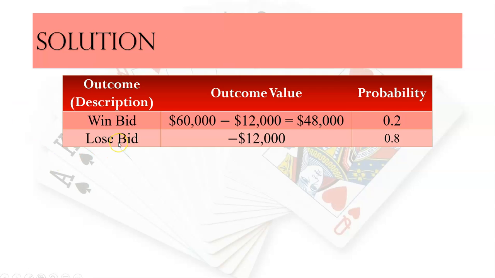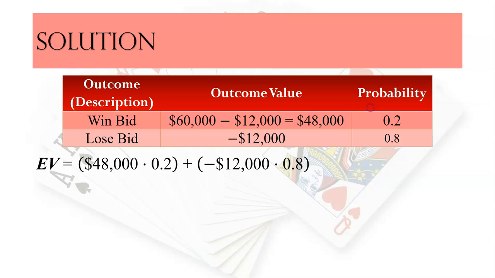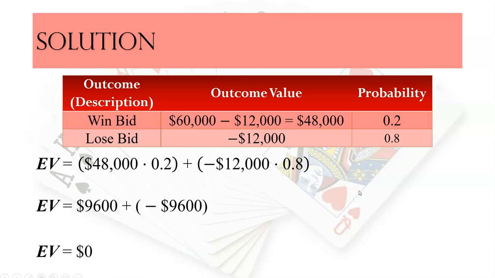If we lose, that means we still had to submit the plans. So we still had to lay out the $12,000. We'd be out that much then, so we would be negative. And to find the probability of this, I did the same thing as before. I subtracted it from 1 because the probabilities need to add up to 1 or 100%. Then I multiplied each together, 48,000 times 0.2 and negative 12,000 times 0.8, which gave me an expected value of 0 when I added it up.